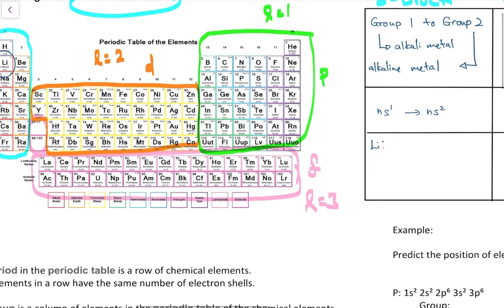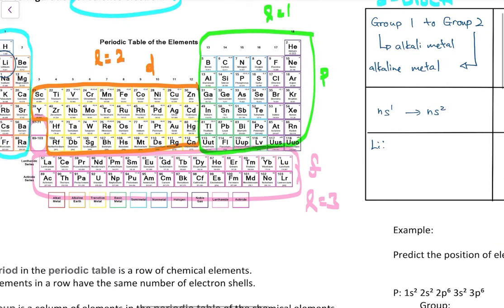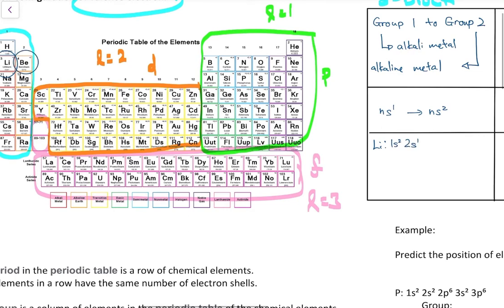Let's take lithium as an example. Lithium has 3 proton numbers, so you're going to have 1s2, 2s1. Then we take beryllium, which has 4 electrons, so you have 1s2, 2s2. That's for elements that have the same principal quantum number. They both have 2 as the principal quantum number.